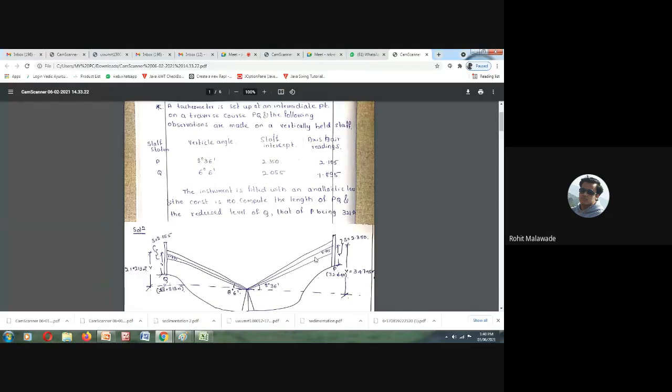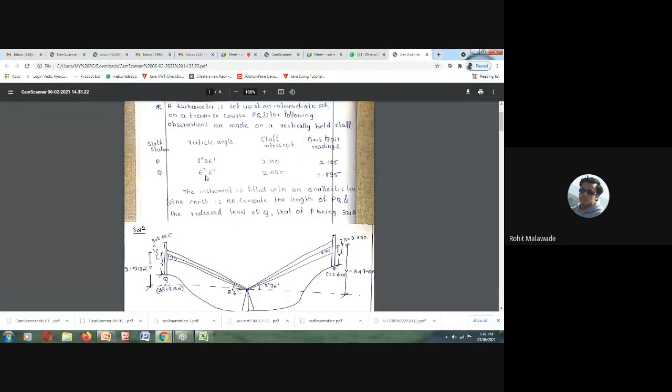So this is your center crosshair staff reading, 2.105. Since the angle is 8 degree, you can clearly see that the elevations are different. After getting this data, how you draw your figure is very important. Here, an angle of 8 degree means P should be higher than Q. By common sense you should understand it, and accordingly draw the diagram.